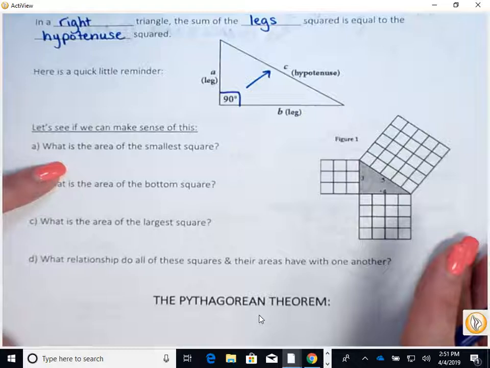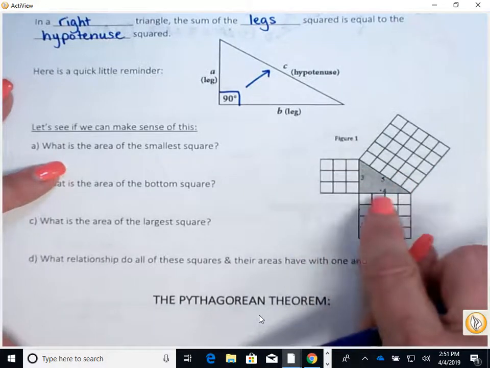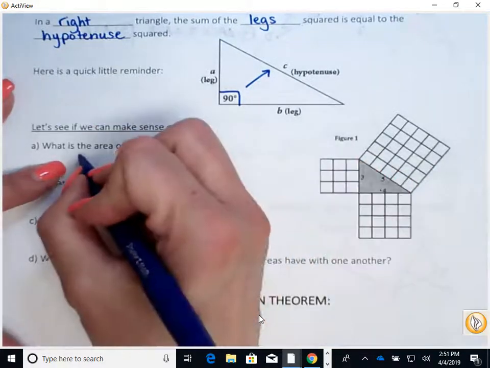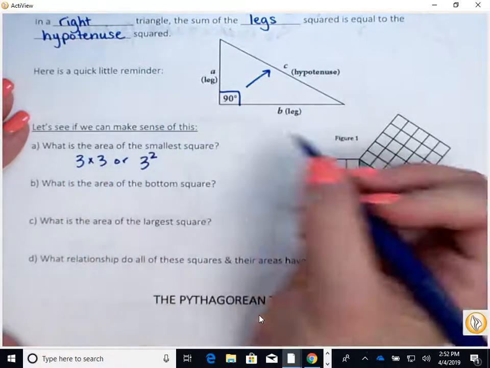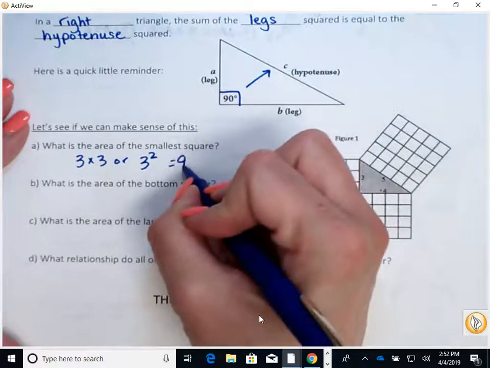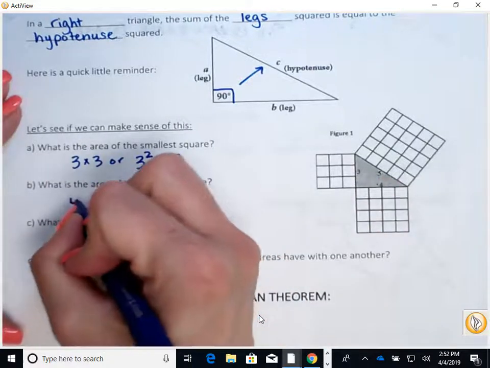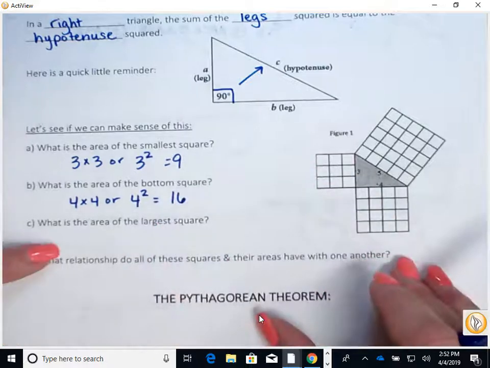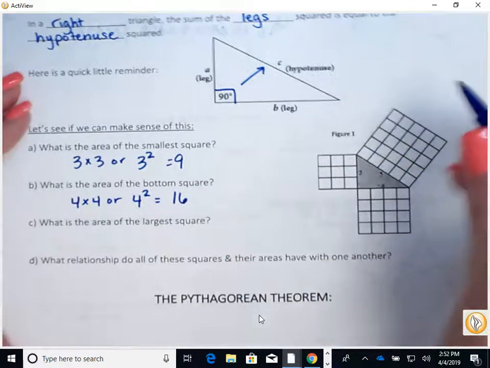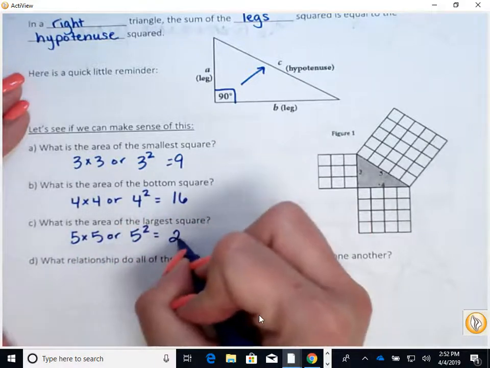What is the area of the smallest square? Remember, area is just length times width, or a side squared when you're talking about a square. The smallest square is this one here, and it looks like it's 3 units by 3 units. So we would find that area by 3 times 3, or 3 squared, which gives me 9. What is the area of the bottom square? The bottom square is 4 units by 4 units, so that's 4 times 4, or 4 squared, which is 16. And the area of the largest square is 5 units by 5 units, so 5 times 5, or 5 squared, which gives me 25.